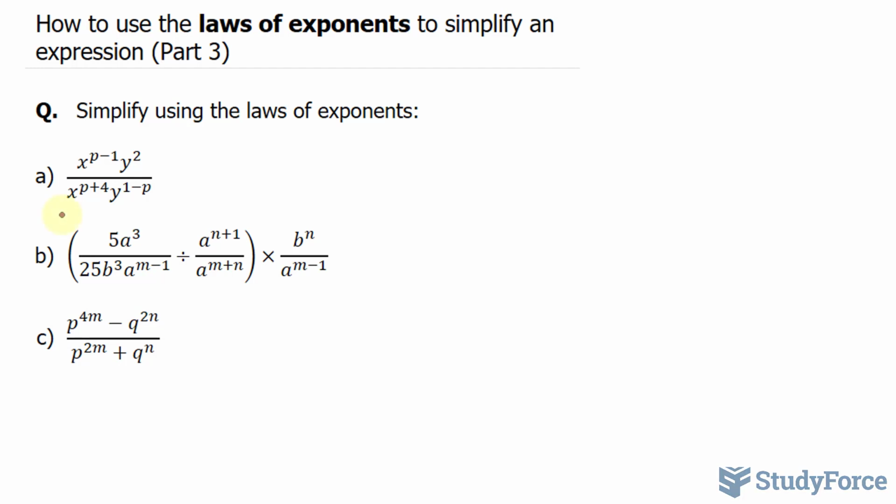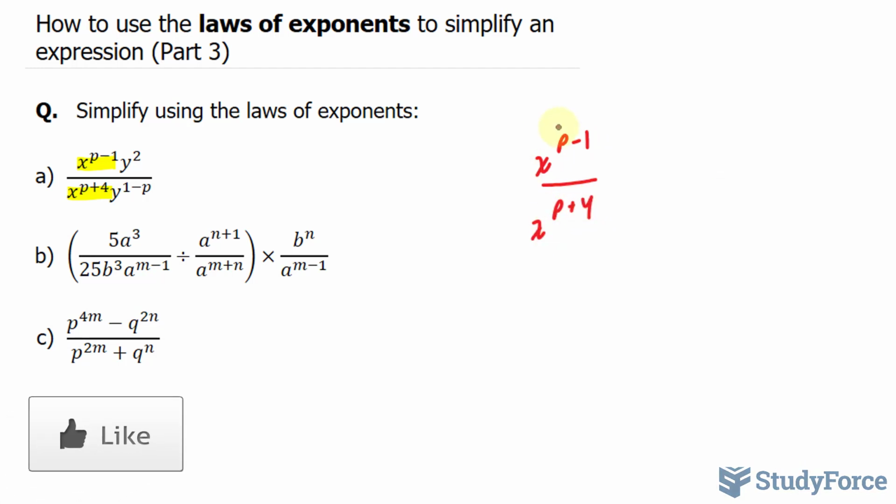The quotient rule will be used for the x's and for the y's. Let's start with the x. We have x to the power of p minus 1 over x to the power of p plus 4. To use the quotient rule here, I'll have to subtract p minus 1 with p plus 4. So I have p minus 1 minus this expression, p plus 4.